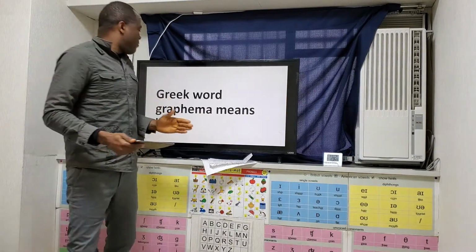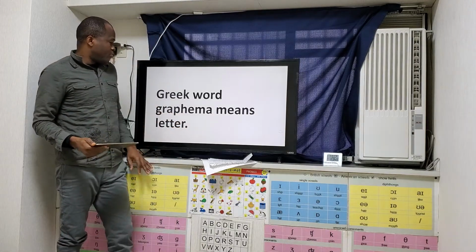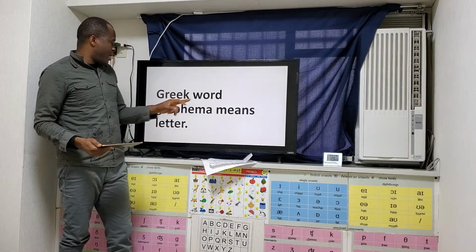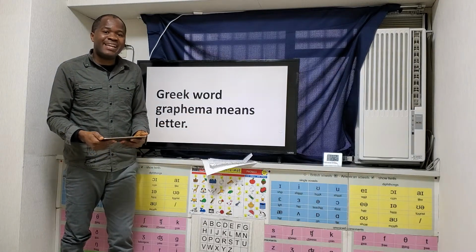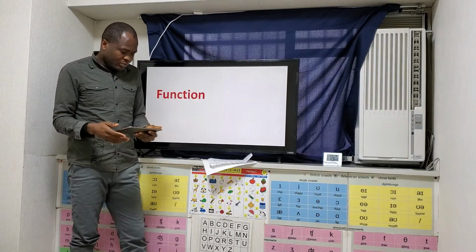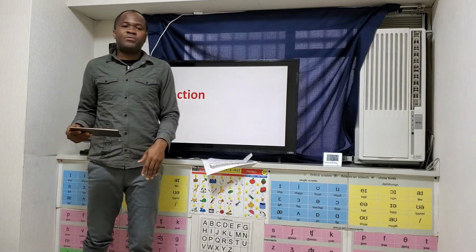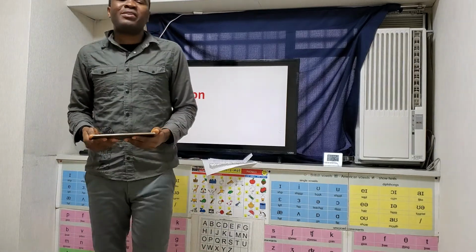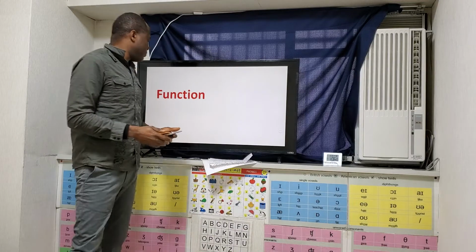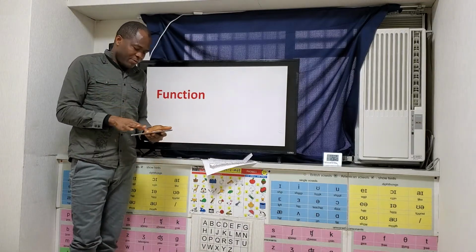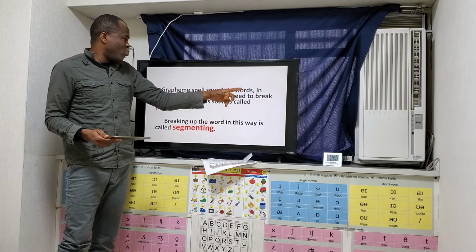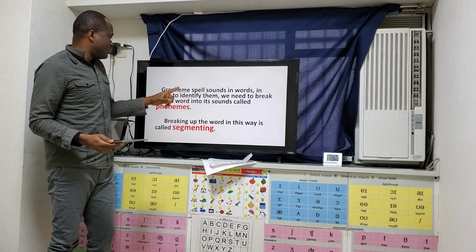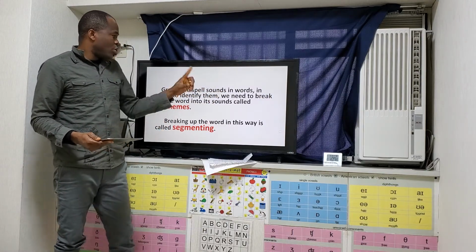The word grapheme comes from the Greek word graphema, which means letter. Let's look at the function. What does a grapheme do? A grapheme spells sounds in words in order to identify them.